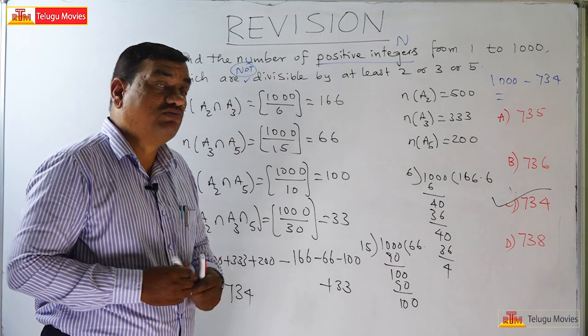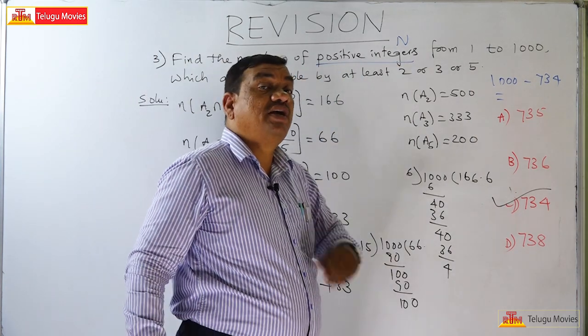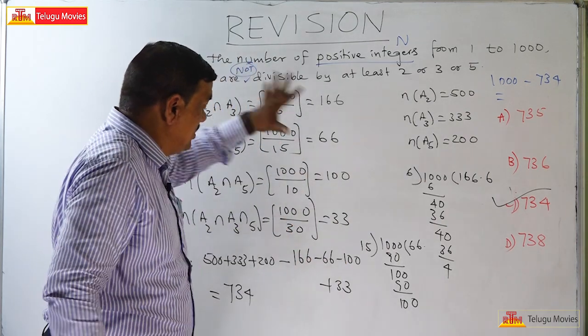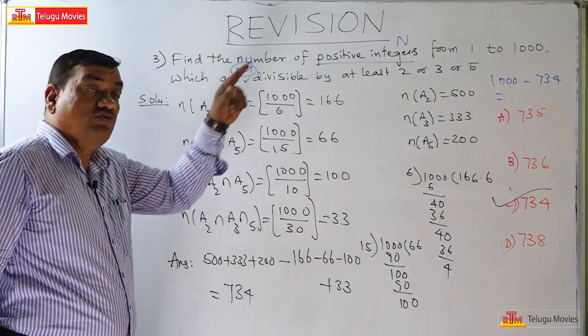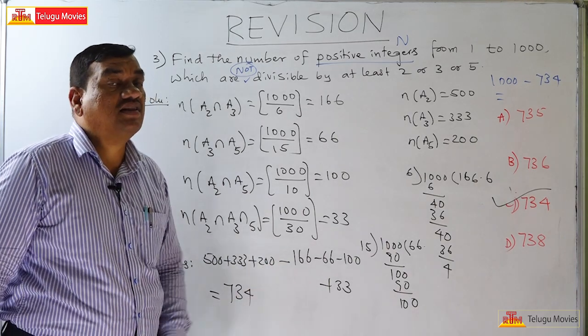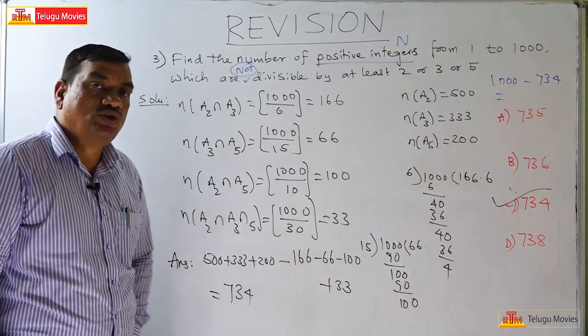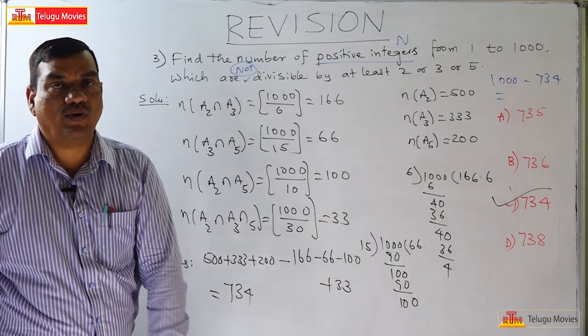So not divisible means what? First you find out the number of integers which are divisible by either 2 or 3 or 5, just like the same procedure. From 1000 you subtract this 734, whatever may be the answer you will get, that will be the final answer. Okay now? Right, I hope that you understand this solution. So let us move to the next problem.